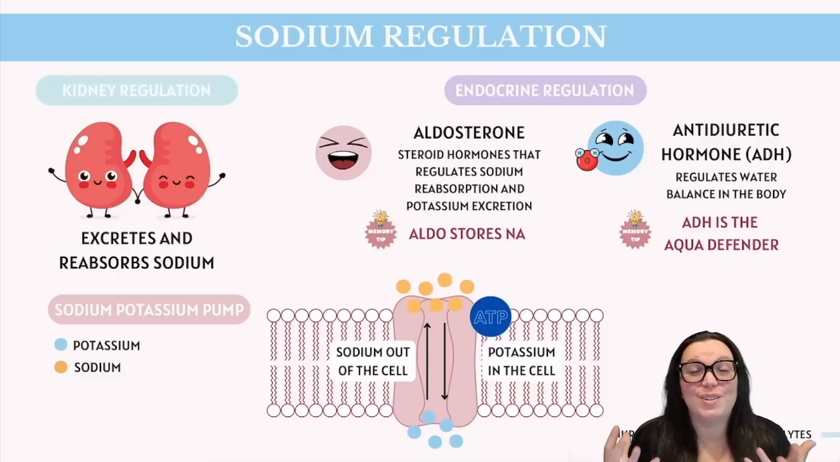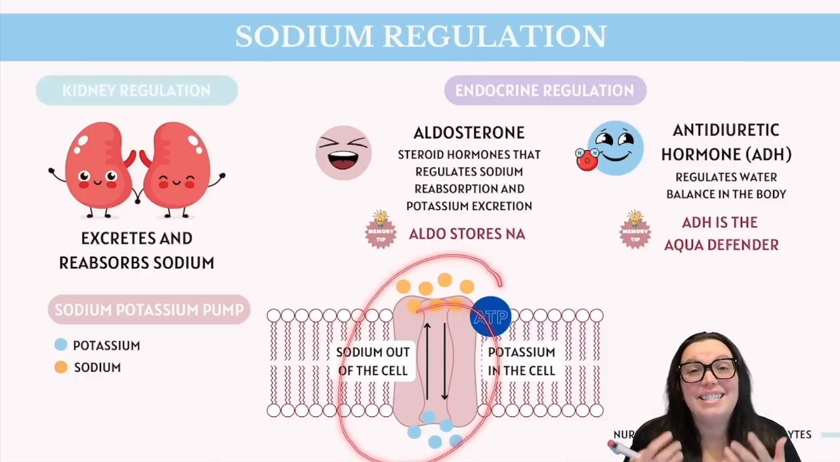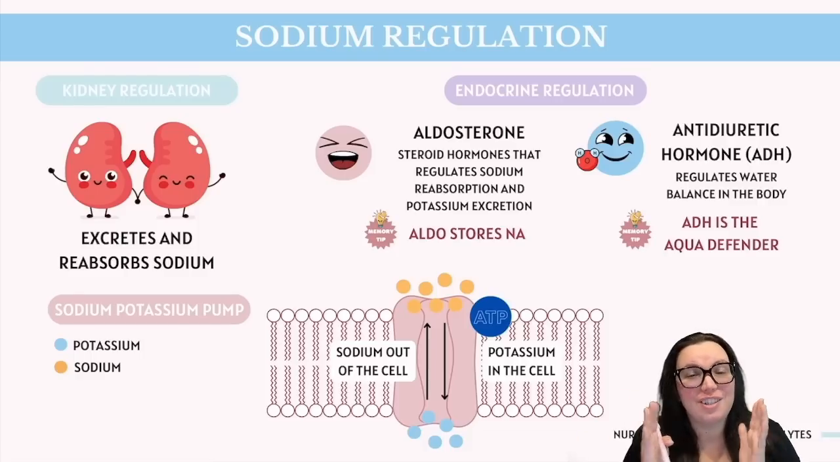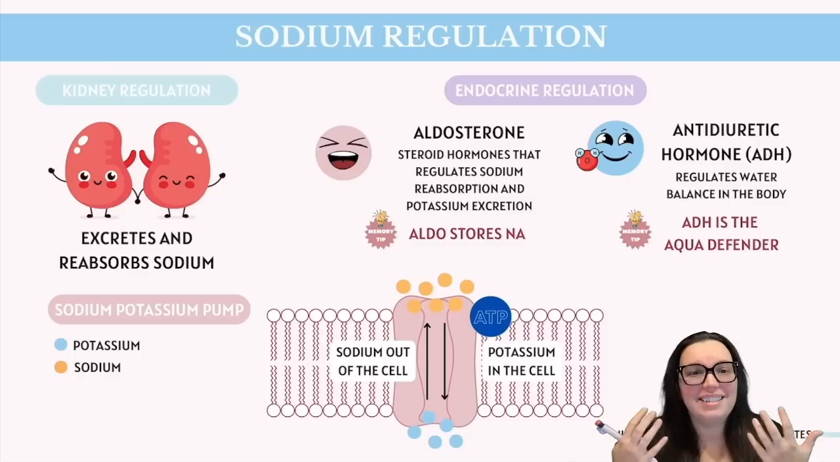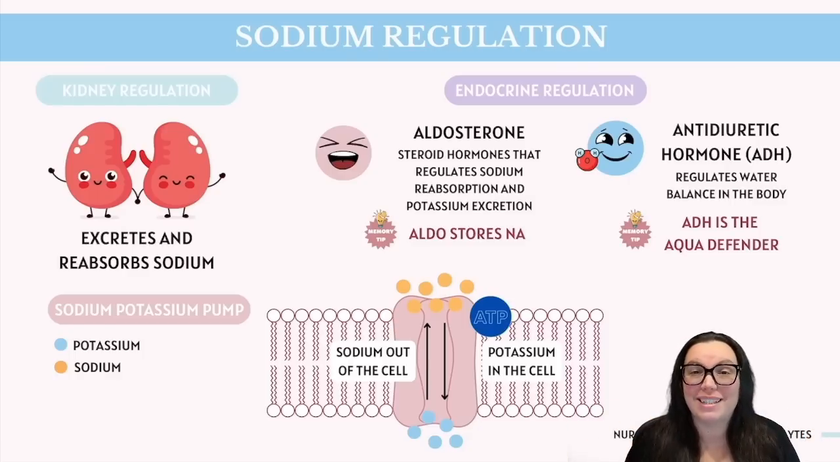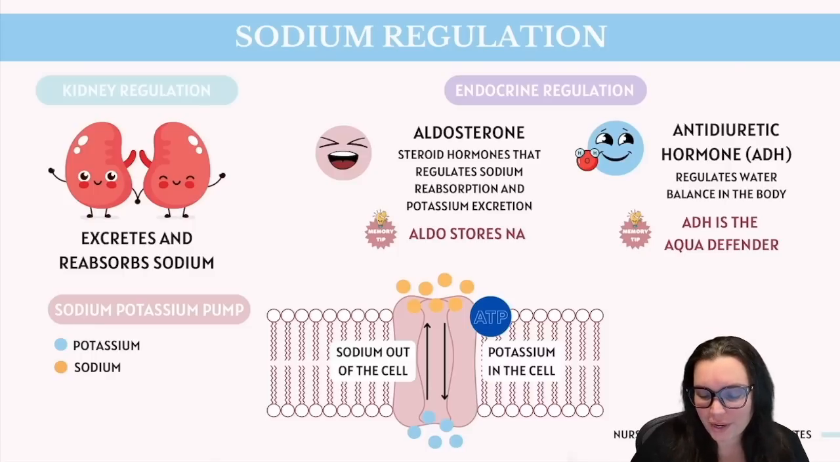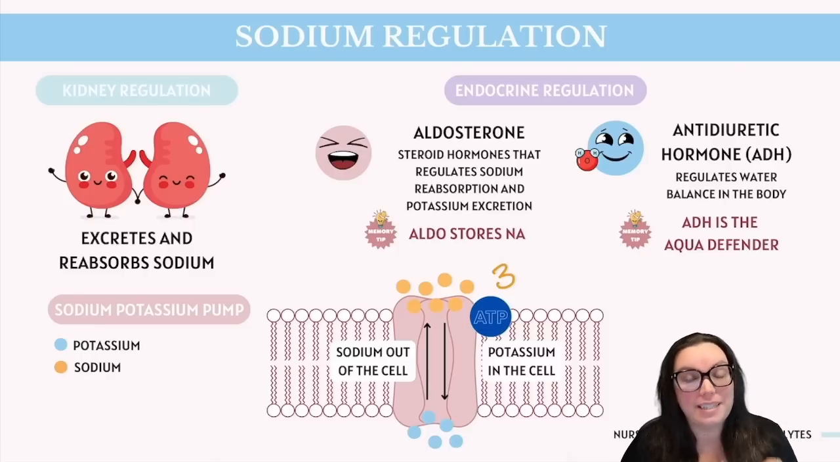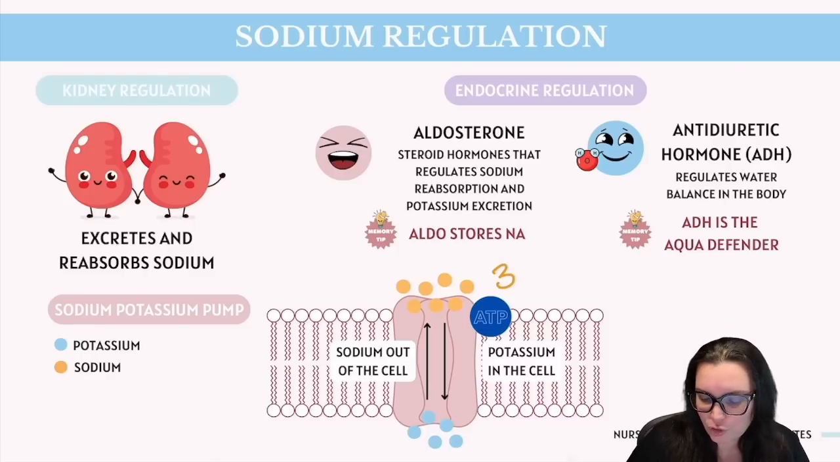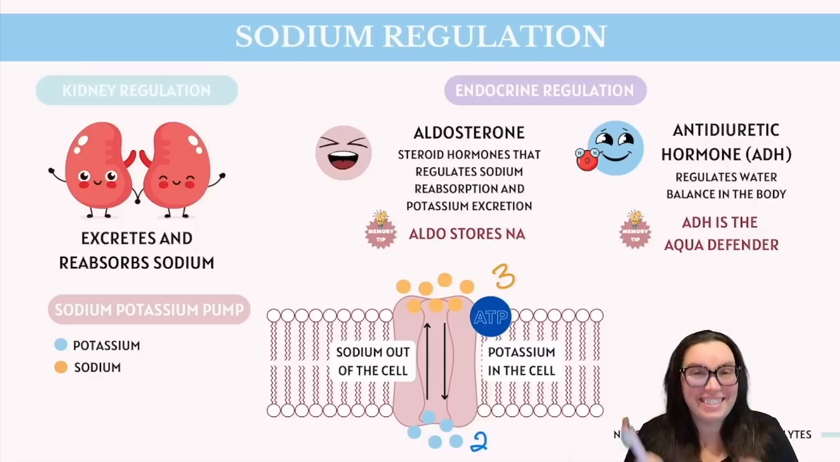And then we have the sodium-potassium pump. This also plays a pivotal role in balance of sodium as well. What this pump actually does is move sodium ions out of our cell and potassium ions into the cell. This is essential when it comes to maintaining the resting membrane potential, which is the electrical charge difference across the cell membrane. For every 3 sodium ions pumped out, you're also going to see 2 potassium ions being pumped into the cell.